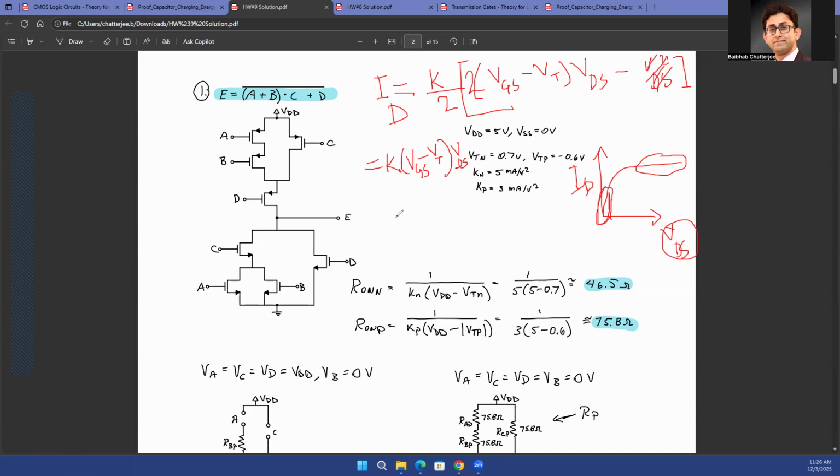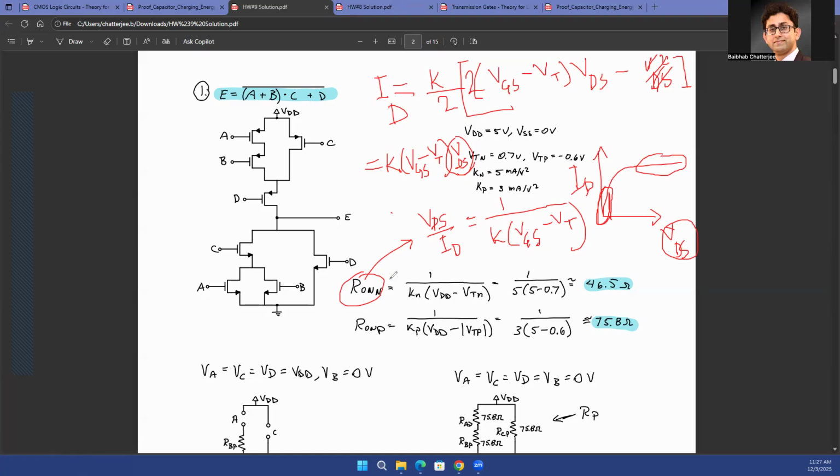So what is the on resistance of the transistor when you are in deep triode? Resistance is voltage over current, right? What is your voltage across the transistor? That is VDS. What is your current through the transistor? That is ID. So what is the R on resistance of the transistor? That is just equal to your VDS divided by ID. And what is VDS divided by ID? That is equal to 1 over K times (VGS minus VT). Correct? So that's basically going to be your on resistance of the transistor.